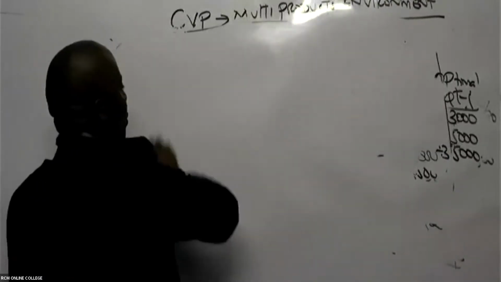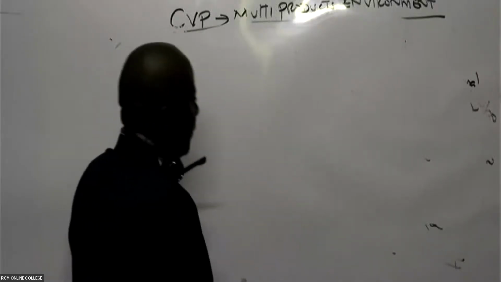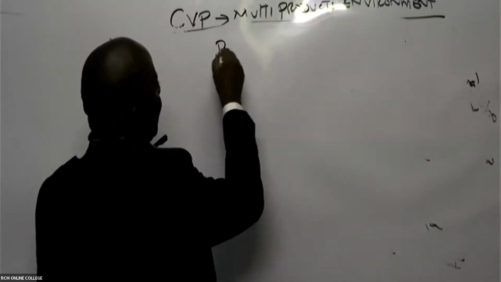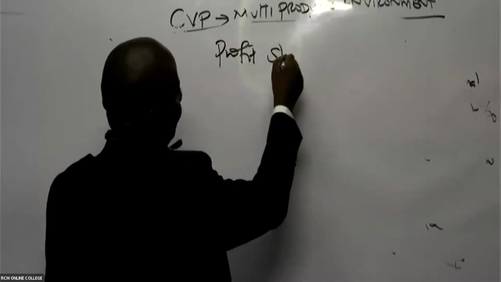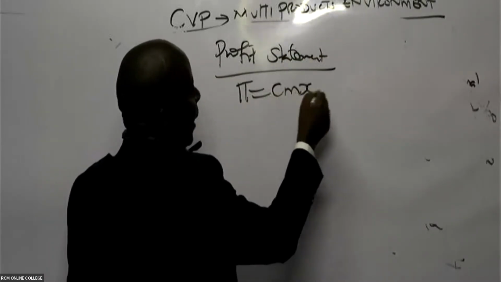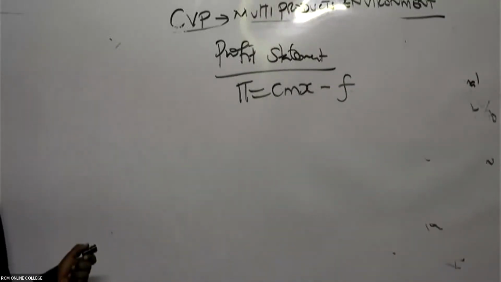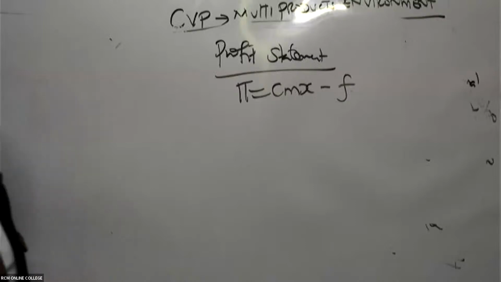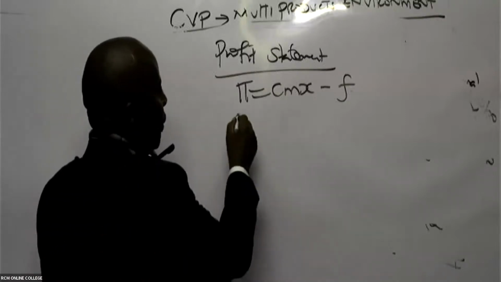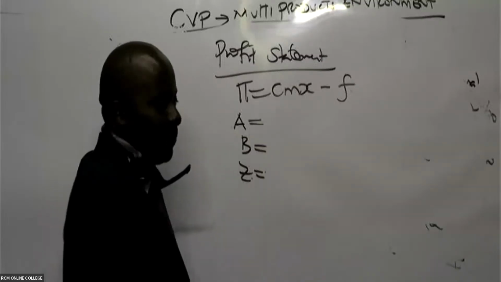So the last question, they want us to give them the profit statement. So profit statement, very easy. We know that profit is CMX minus what here, somebody? Profit, they have forgotten this. Profit is CMX minus fixed cost. So remember, we have our 3 products, A, B, and what here, somebody? Z. Are you able to remember that?